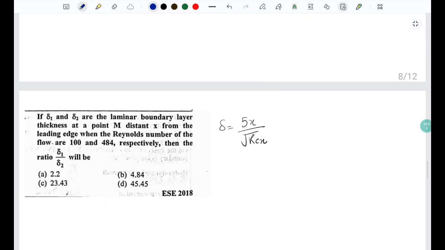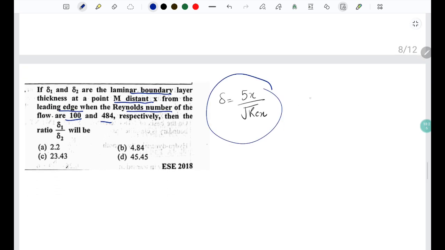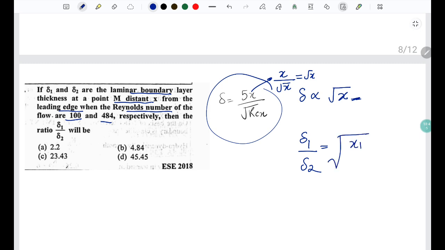Then comes another question which asks if delta 1 and delta 2 are laminar boundary layer thicknesses at a point at distance x from the leading edge, when the Reynolds numbers of the flow are this and this, then the ratio will be. So we will be using this formula where we know that in laminar boundary layer delta is taken to be directly proportional to root x, because this is nothing but x by root x, that amounts to root x only. So simply by taking the ratio at different x, we can find that delta 1 by delta 2 is nothing but root under x1 by x2.